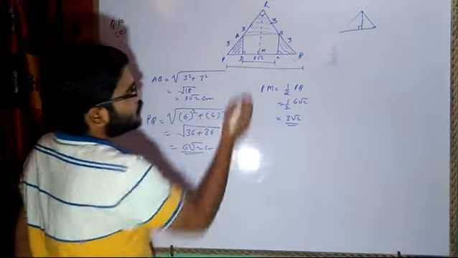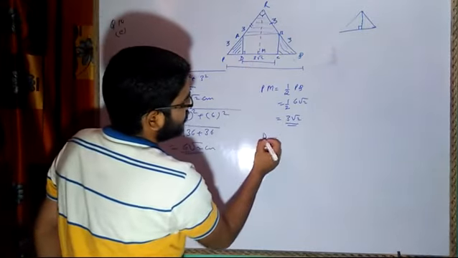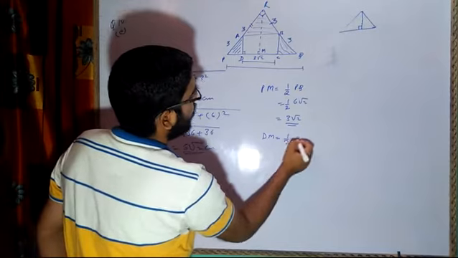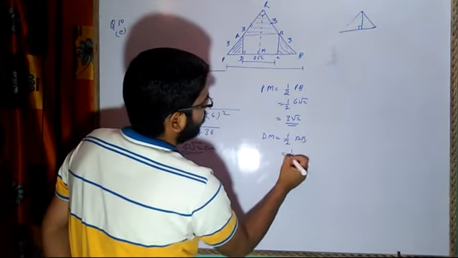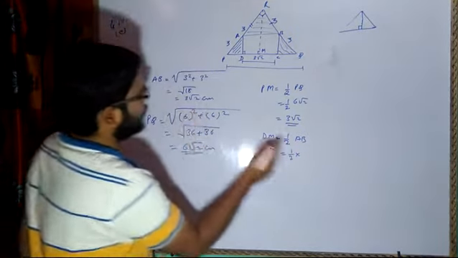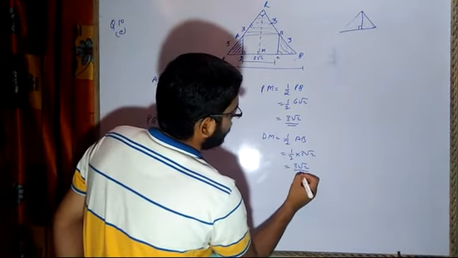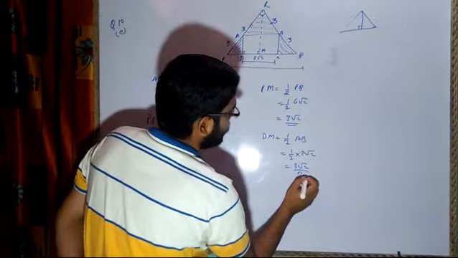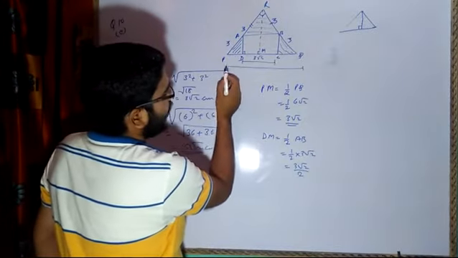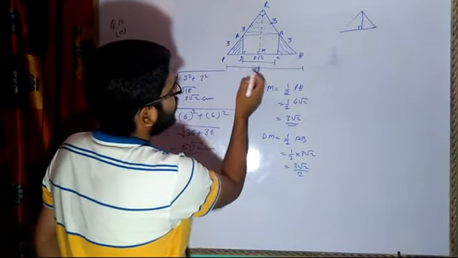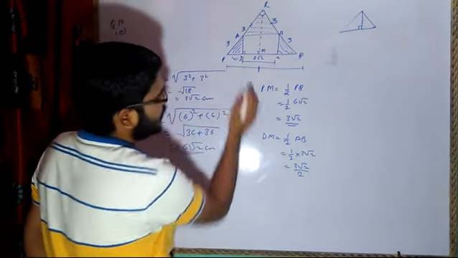Now, PM I got. What is the value of DM? DM will be equal to half of AB. What is my AB? 3 root 2. So the value will be 3 root 2 upon 2. Now you have the value up to M from P, and this value, so obviously you can find PD.